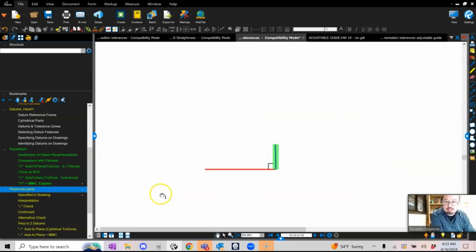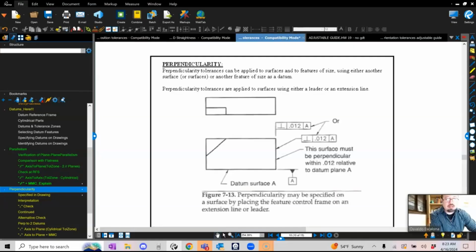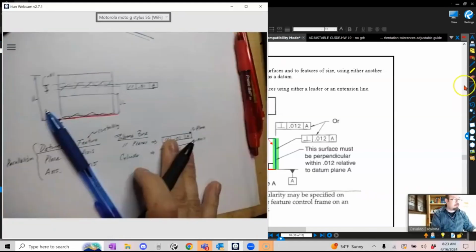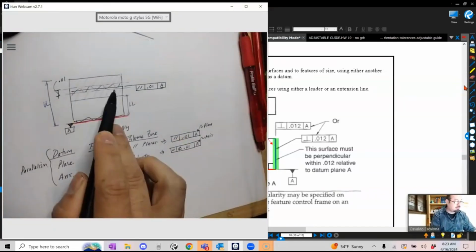Let's take a look at perpendicularity. Okay. Again, we put this guy, I'm going to call it parallelism. What about if I want to have perpendicularity? Well, let's now compare that as before. So before we did parallel to what? Datum A.